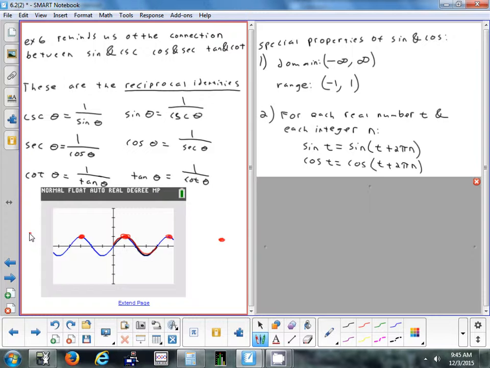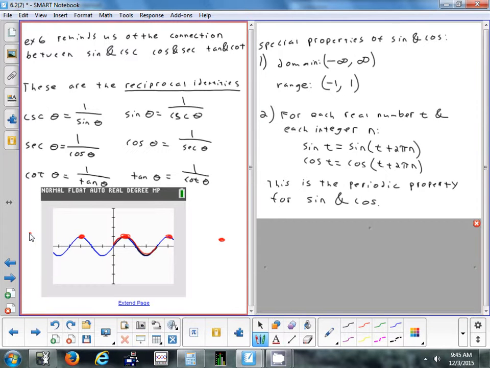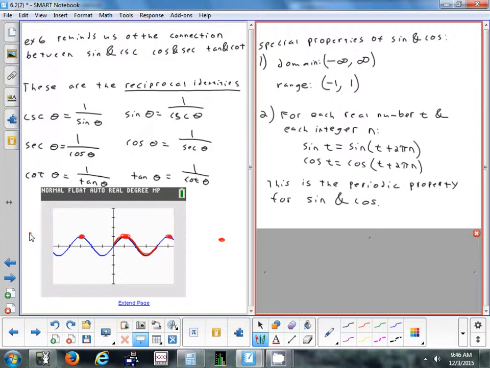And this property is special to sine and cosine. It's called the periodic property. And we're going to learn when we study these graphs more that what I just traced in red is called a period of the function. So this is called the periodic property. It just means that it repeats itself every 360 degrees. That's all it means. Hey, any question on that?